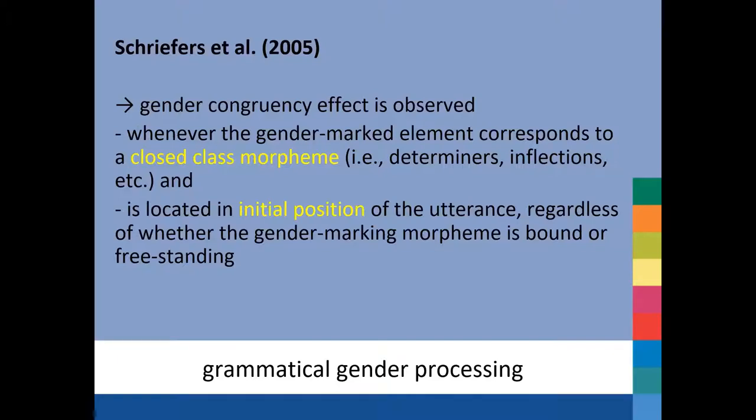Now, Schiefer has published some other work where they claim that this is not the case. Gender congruency is observed whenever a gender marked element corresponds to a closed class word or closed class morpheme, so either a determiner or an inflection or something else, which is located in the initial position of an utterance. Okay, and these are the conditions that are sufficient to find the grammatical gender congruency effect.